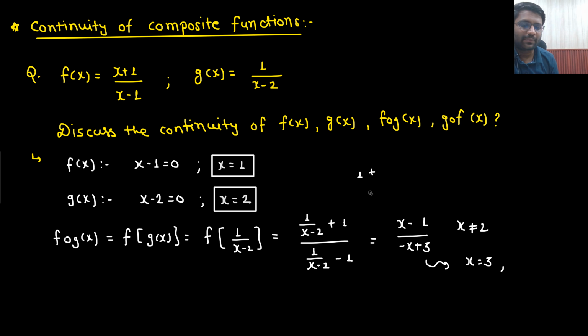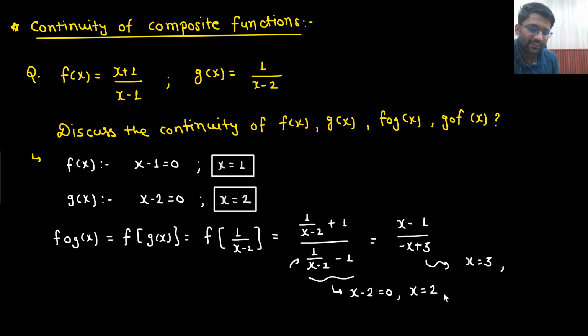If you see this particular expression, you will understand that if I put x equals 2, then this will become 1 by 0, which is undefined. This will also become 1 by 0, undefined. So rather than looking at this expression, we need to look here only. From here I will say that the first matter of concern is x minus 2 becoming 0, that means x should be equal to 2. This will be the first matter of concern.